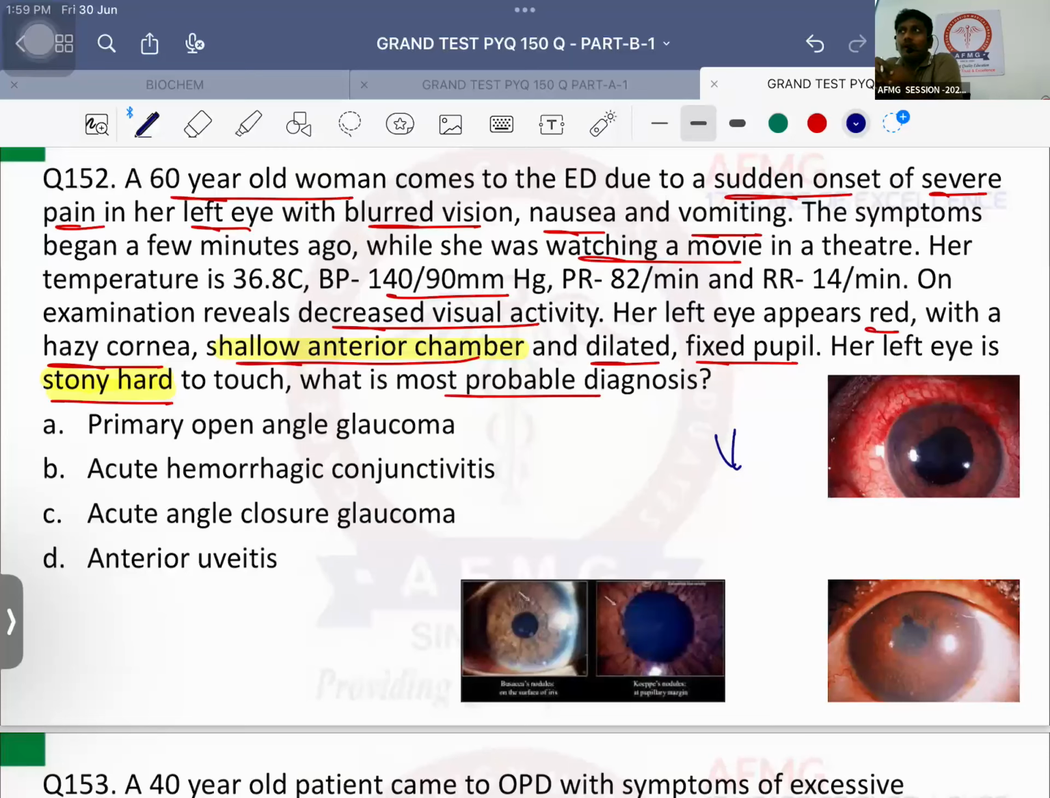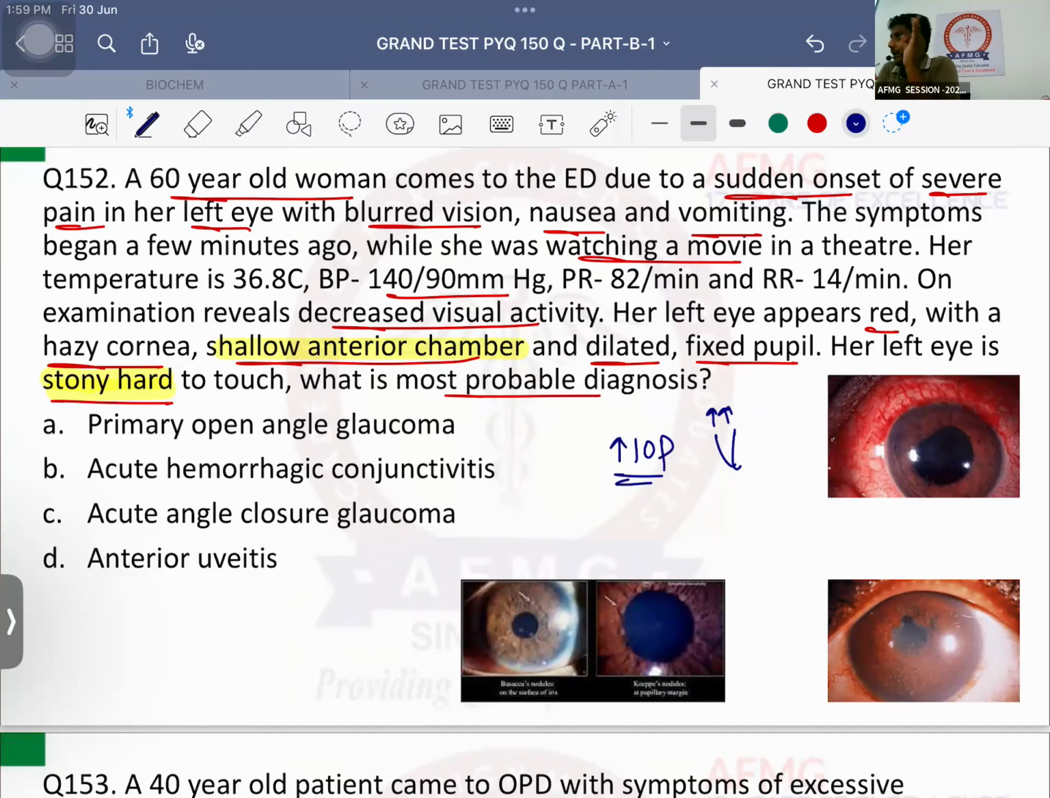If the aqueous humor is not drained properly, why? Because it drains from the anterior chamber. What are the two mechanisms? Majority drains by the trabecular meshwork and 10% outflow is by the uveoscleral pathway. But as the anterior chamber is narrow, definitely the aqueous humor will not be able to drain. If it is not draining, there will be increased pressure of aqueous humor in the anterior chamber, and that will ultimately lead to increased intraocular pressure. I hope all of you are quite aware.